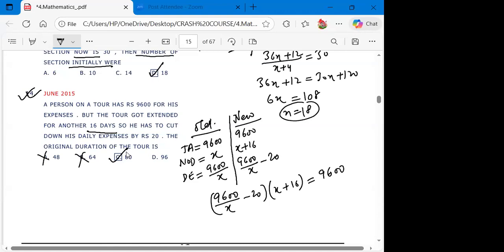Hope this kind of method is clear to everyone. Do not solve the equations here. Just put the equation in the correct format and use the plug-in method.